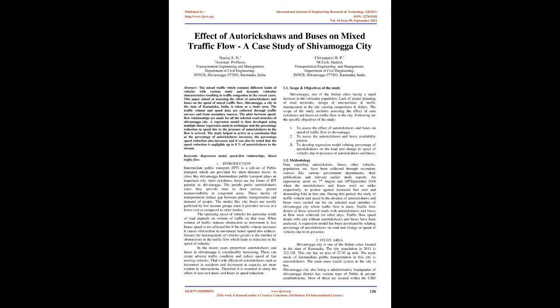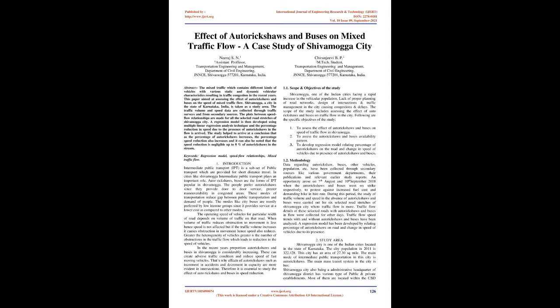Introduction. Intermediate public transport, IPT, is a subset of public transport which is provided for short distance travel. In cities like Shivamogga, intermediate public transport plays an important role. Auto rickshaws and buses are the forms of IPT popular in Shivamogga. People prefer auto rickshaws since they provide door-to-door service and greater maneuverability in congested areas. These modes of transportation reduce the gap between public transportation and the demand of people.